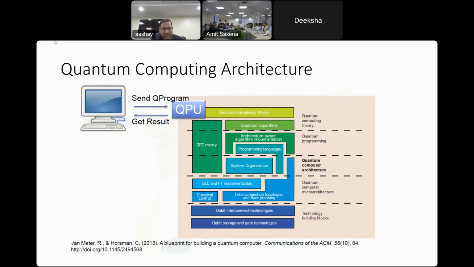And a lot of things are there. This is a very good paper. You can look into this 2013 paper in ACM, which has given a sort of blueprint of a quantum computer.